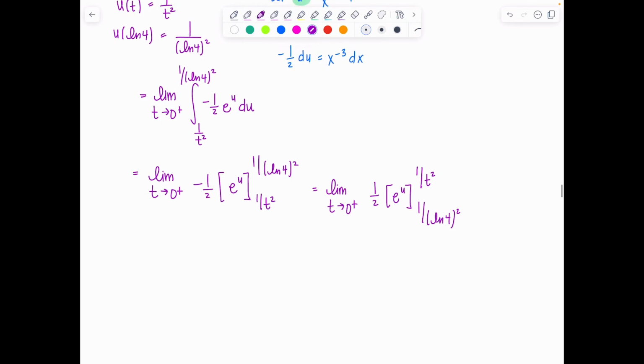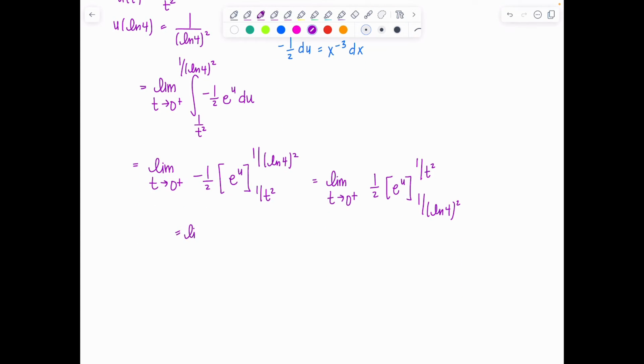Okay, now, onward and upward, limit t goes to 0 from the right. Keep that 1/2 outside. Then you're going to have e to the 1 over t squared minus e to the 1 over ln of 4 squared. Okay. Now, let's take this limit. As t goes to 0 from the right, do you know where 1 over t squared is going? Shall we investigate this limit? Limit t goes to 0 from the right, 1 over t squared. That's going to positive infinity.